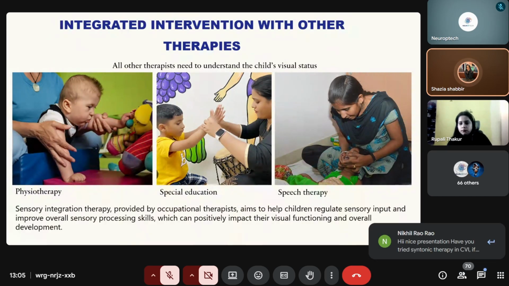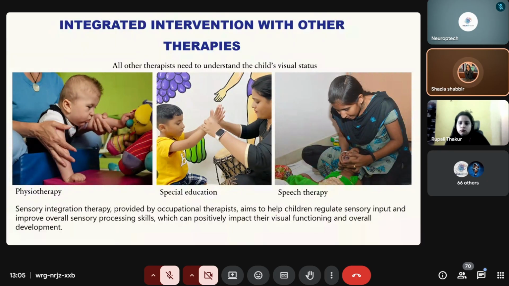Attendees, if you have any, okay, I think we have our first question. It is, have you tried syntonic therapy in CVI? If so, how is the effect of it?